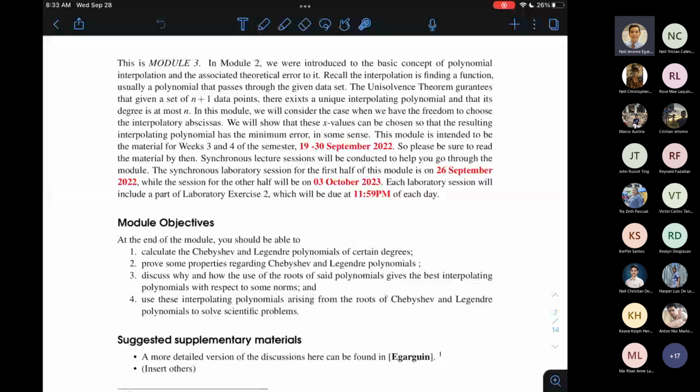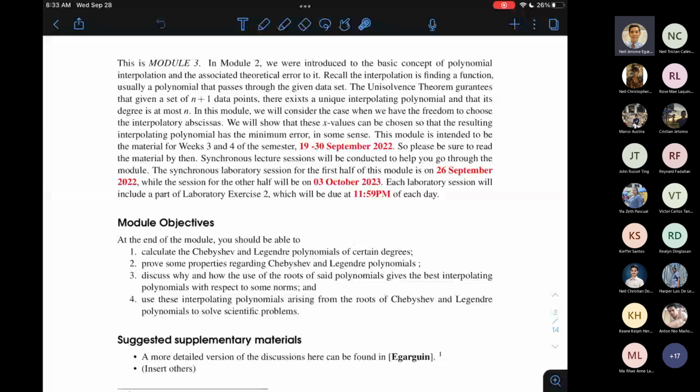And ito sana yung gusto ko nangyari dun sa laboratory exercise 1.2 na hindi natuloy. Yan tuloy, mas spoil na kayo dun sa last item during this module. But the intention there is to show or to make you realize on your own while doing the exercise na pwede pala mapababa pa yung error if we can choose the abscissas wisely. At yun nga yung gagamitan natin ng Chebyshev and Legendre polynomials.